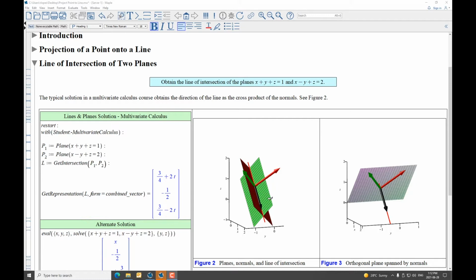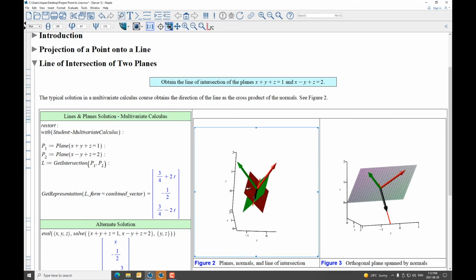So look at this figure 2. You have a green plane and you have a red plane. This green arrow is normal to the green plane. The red arrow is normal to the red plane. Here, I can move this around. You can see that a little bit better.